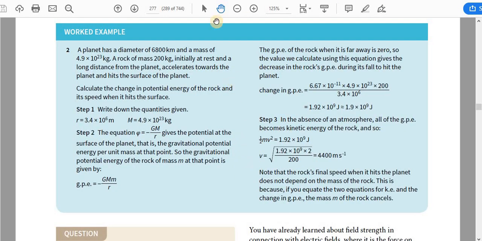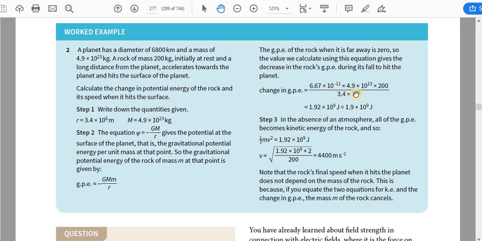Okay, so we are supposed to find the change in potential energy of the rock and its speed when it hits the surface. Now, change in gravitational potential energy using this equation: the GPE of the rock when it is far away is 0. So calculate the value. The value we calculate using the equation gives the decrease in the gravitational potential energy during its fall to hit the surface. Far away it's 0, so you don't need to find initial and final, because the initial value is 0. So this final value is actually giving you the change in gravitational potential energy.